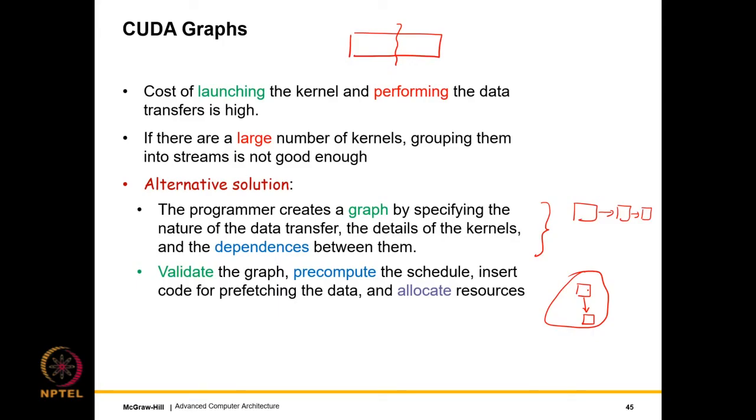It does more. It's way more intelligent than that. So basically it adds code to prefetch data. So when the previous task is running, some code is added to prefetch the data for the next task. And of course, it allocates resources, particularly if we have multiple such graphs running or multiple applications running, as is possible in modern GPUs, so that we schedule resources appropriately.